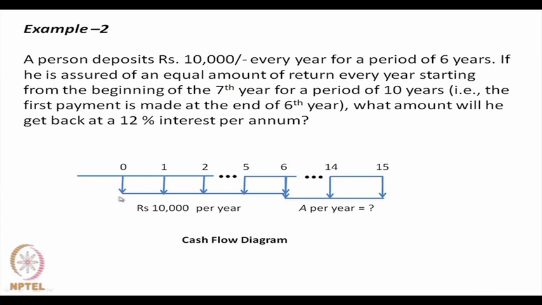The question is, if he has been making a payment for 6 years at the rate of 10,000 rupees per year, and if he starts getting his money from the 6th year till the 15th year, that is for a total period of 10 years, what amount is he likely to get every year, if the interest rate prevailing is 12%? This is the question.